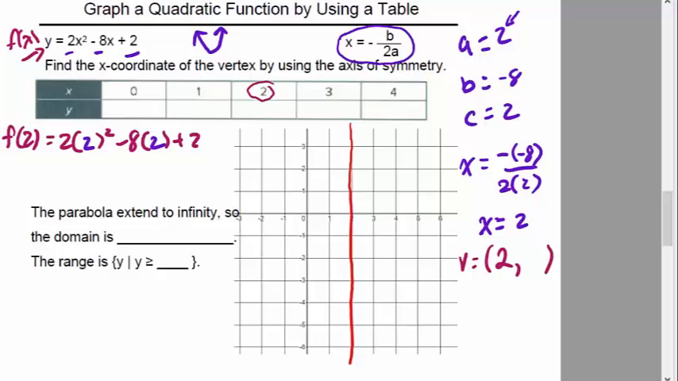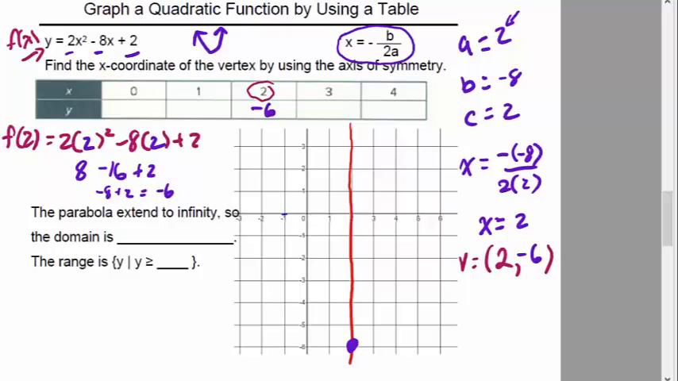So this first one right here, 2 to the second power is going to give me 4. 4 times 2 is going to give me 8. And then -8 times 2 gives me -16, and then I still have the +2 at the end. And then 8 minus 16 is going to give me -8, and then +2 is going to give me -6. So I know that my vertex is at (2, -6). So if I go and plot that, I have a dot right here. Now all I really want to do is find points to the left or the right of that vertex. That's where my vertex is going to be.